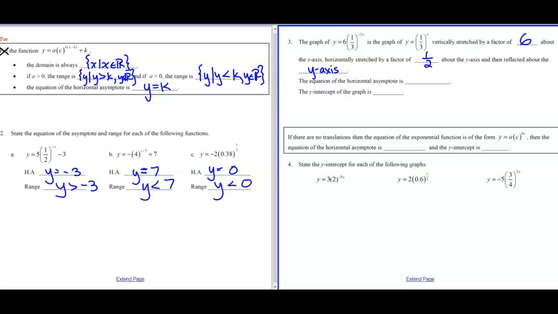Horizontal asymptote, there's no k value, so it's going to be y equals 0. Y-intercept, remember, we can substitute 0 in for x. If there's nothing added to x here, then it's just going to be this coefficient of 6, right? Because think about it, 1/3 to the exponent -2 times 0 will be 1/3 to the 0. Anything raised to the exponent 0 is 1. 6 times 1 is 6. But if there's a translation, remember that can affect the y-intercept.